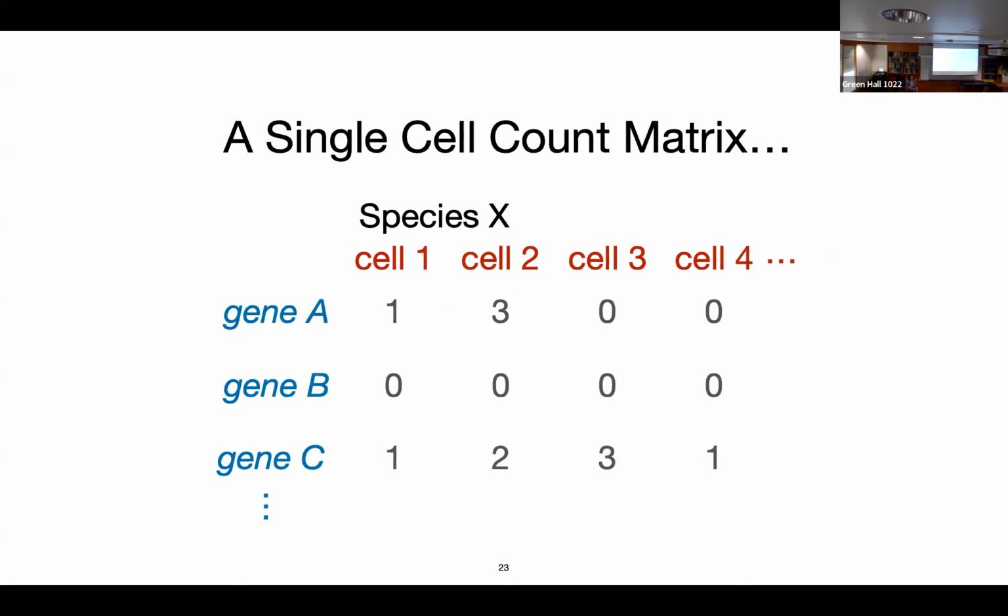Ultimately, this produces a single cell counts matrix. In this matrix, each row is a gene and each column is a cell. And the values are the number of transcripts expressed per gene in each cell. So for example, in cell 1, gene A expressed 1 transcript. These gene expression matrices tend to range from about 5 to 10,000 cells and about 20,000 genes. And they're often very sparse. So that's why you see a lot of zeros, ones, and twos.